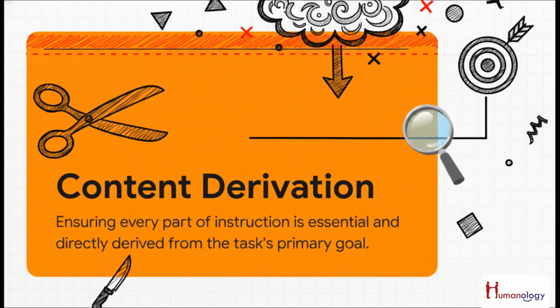And number 3 is content derivation. You know, you could almost call this the art of subtraction. It means you are ruthless about cutting out any piece of information that is not absolutely essential to getting the job done. No fluff, no tangents, no nice-to-know trivia. It's about creating a straight line from your instruction to the successful outcome.